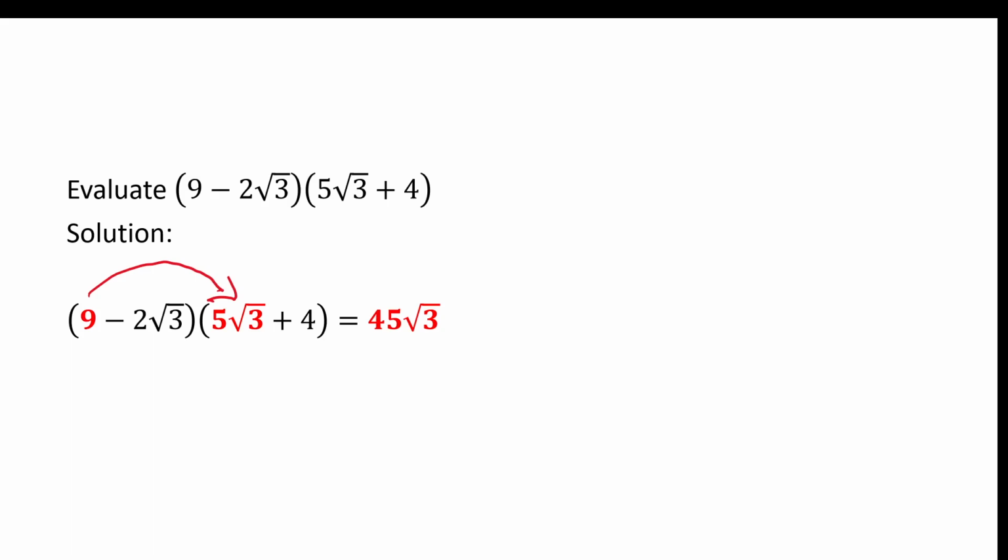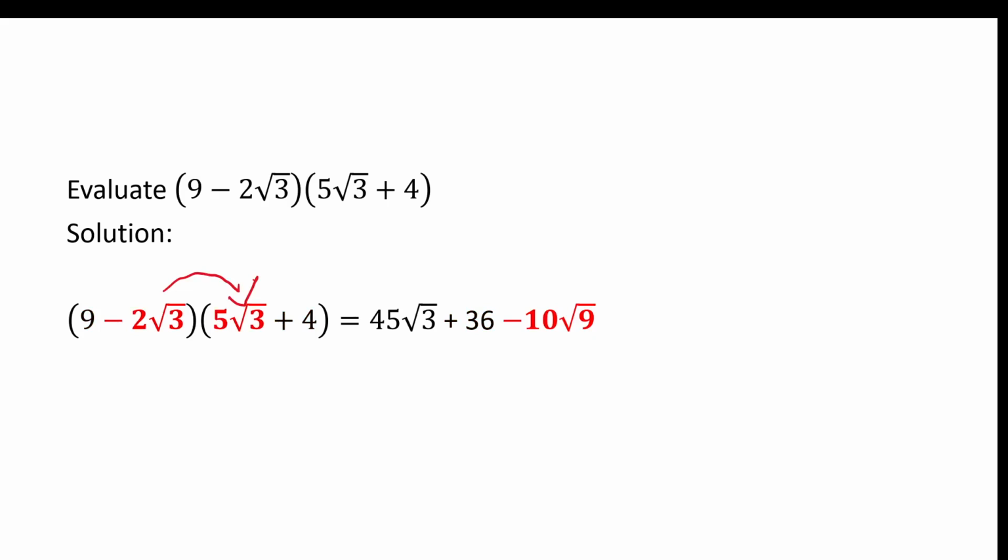If it helps, we can think of it as square root of 1. But really, if you have an integer times a radical, just remember to bring the radical along. So 9 times 5 root 3 is 45 root 3. Then we do 9 times 4, and that's a simple integer question. That's positive 36.